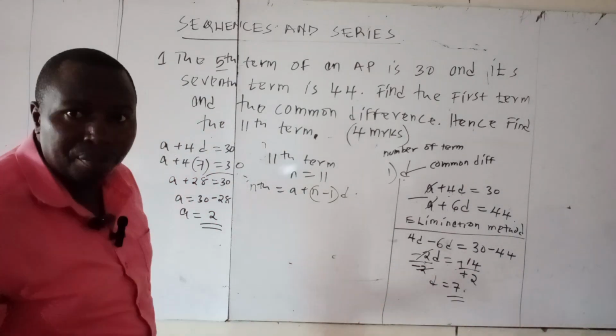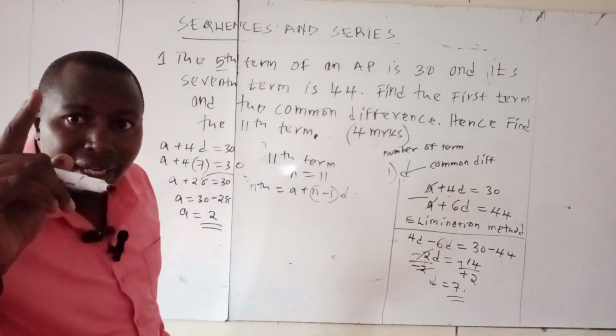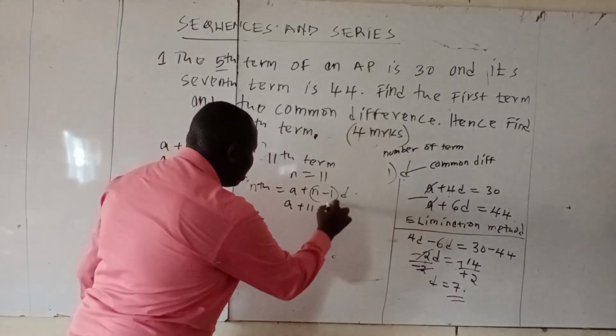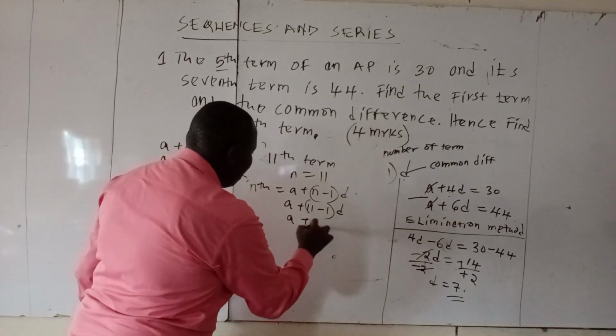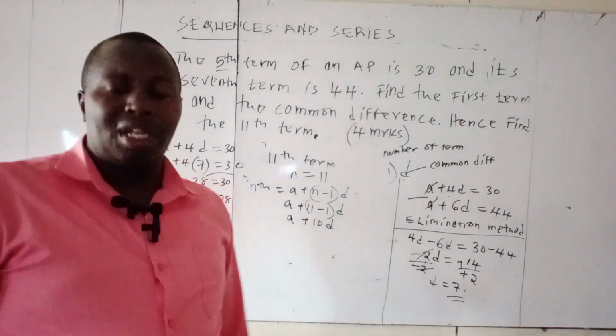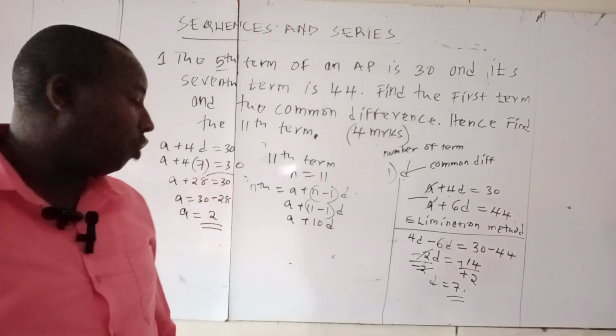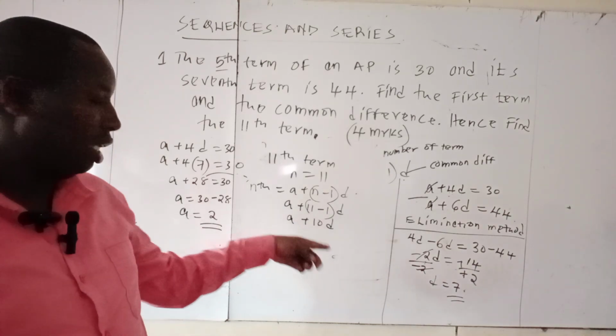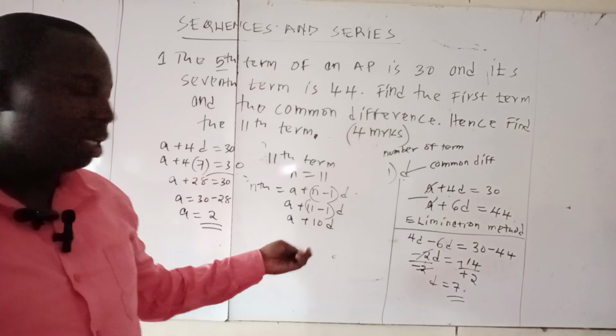You want the 11th term. So therefore, this will be a plus 11 minus 1 d. You get a plus 10d. That's the formula of the 11th term. So therefore, substitute a and d. You already have a is 2 and d is 7. So find your 11th term.